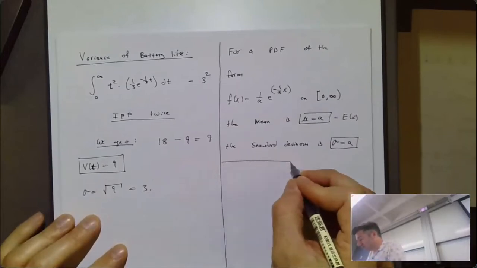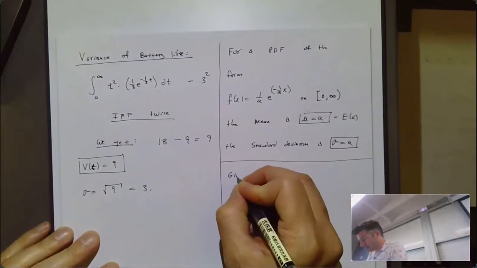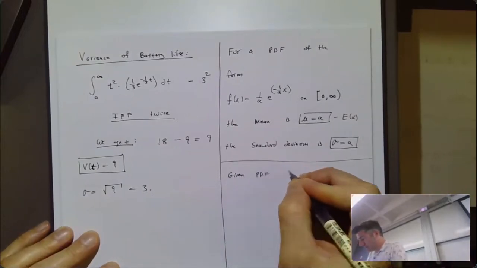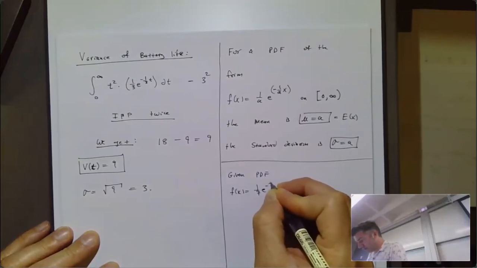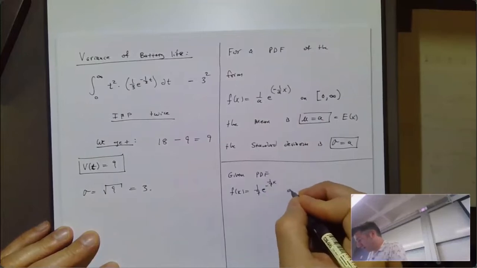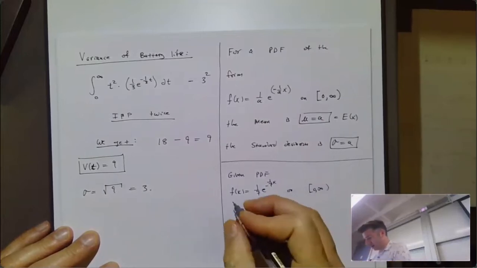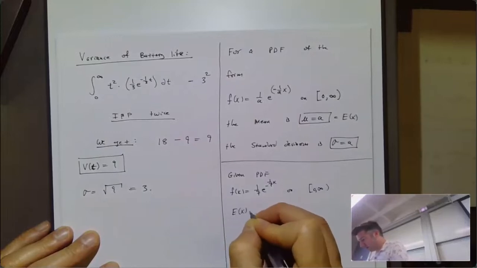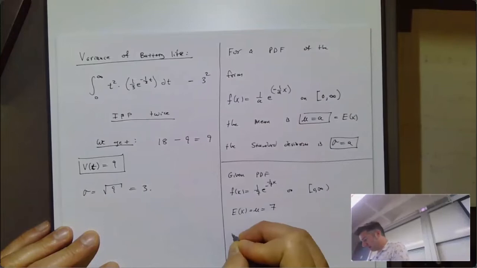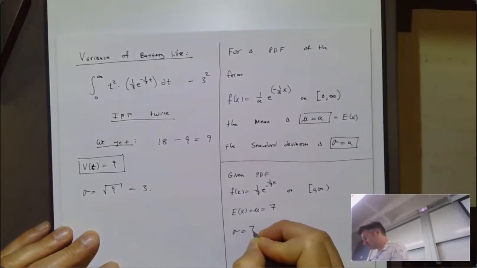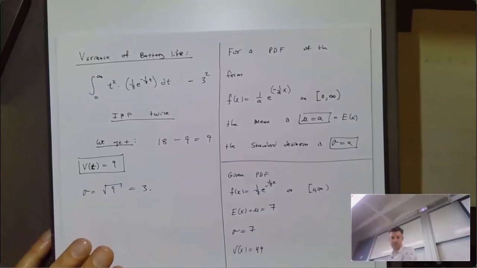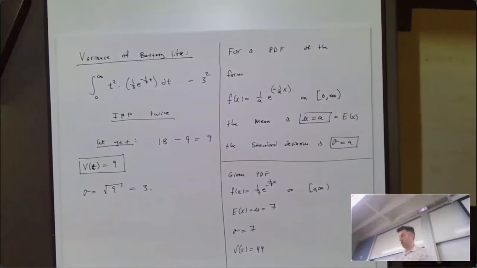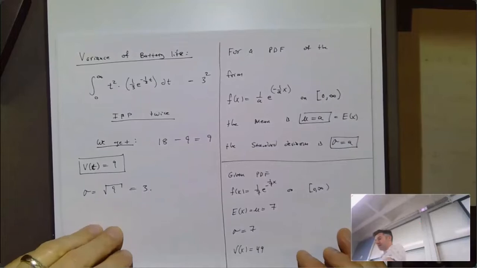So for example, if you're given a PDF, say f of x equal to 1/7 e to the negative 1/7 x on the interval from 0 to infinity, I know right off the bat, great, my expected value, or my mean, if you want to call it that, is 7, and my standard deviation is also 7, and my variance is 49. So not too terrible. The only thing you have to be careful about is making sure you have the right thing. So it's often easy to make a mistake.